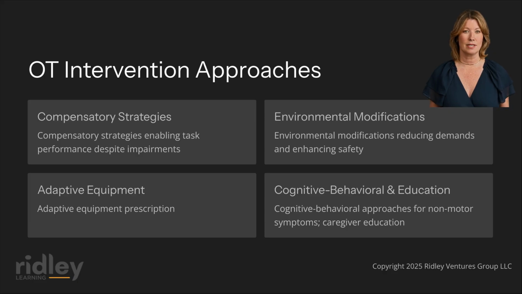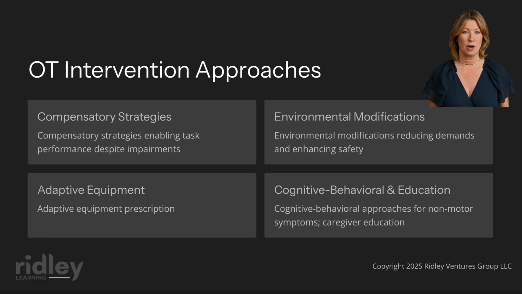Occupational therapy in Parkinson's disease encompasses a broad range of intervention approaches tailored to individual patient needs and priorities. These include compensatory strategies that enable task performance despite persistent impairments, environmental modifications that reduce task demands and enhance safety, adaptive equipment prescription, energy conservation techniques, cognitive behavioral approaches for non-motor symptoms, and caregiver education and training. The selection and emphasis of intervention approaches evolve across disease stages, with early stage intervention focusing on optimizing function and preventing decline, while advanced stage intervention emphasizes safety, caregiver support, and quality of life maintenance.